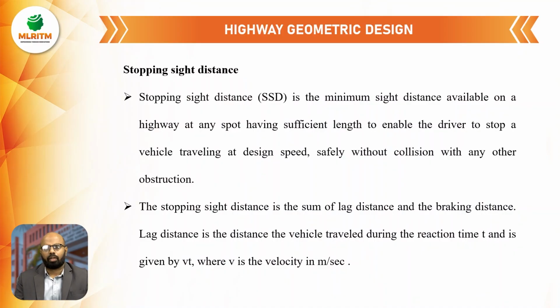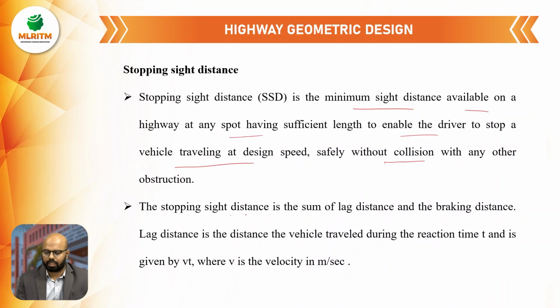So we take the situations considered in geometric design. The first situation is stopping sight distance. What do we mean by stopping sight distance? It is the absolute minimum sight distance available on a highway at any spot, having a sufficient length to enable the driver to stop a vehicle traveling at the design speed safely without collision with any other obstruction.